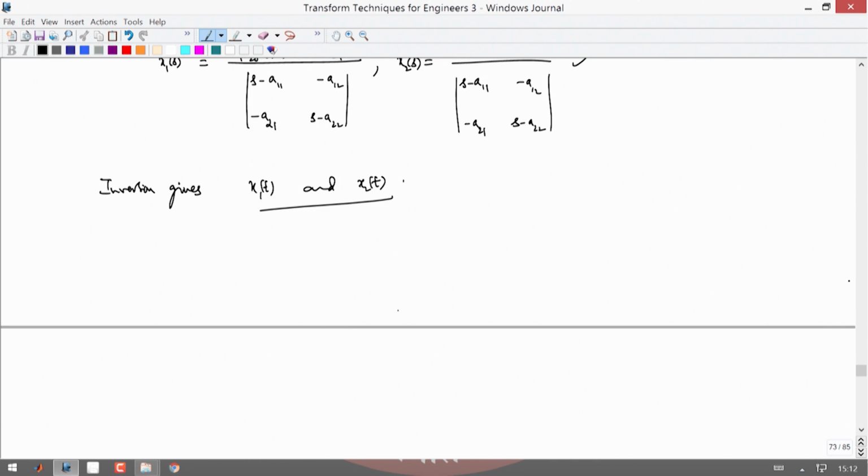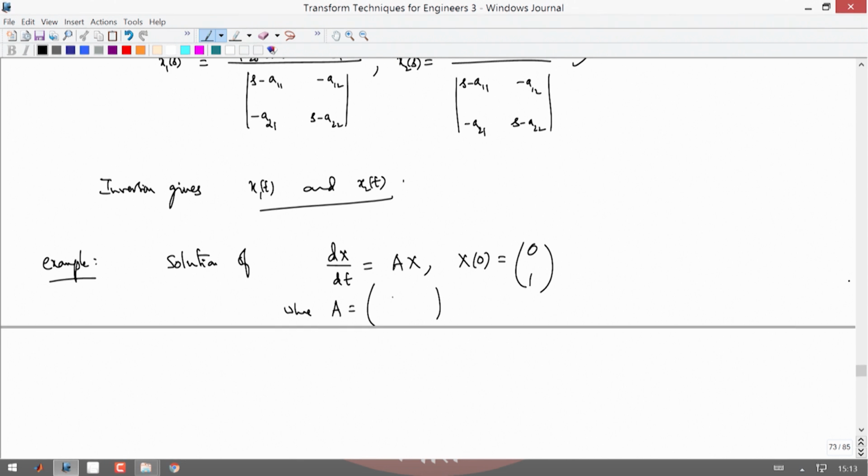Okay, so let me do an example. Let me solve some system of equations. Find the solution of this system, dx by dt equal to Ax, with x at 0 equal to (0, 1), where A is the matrix [0 1; minus 2 3].